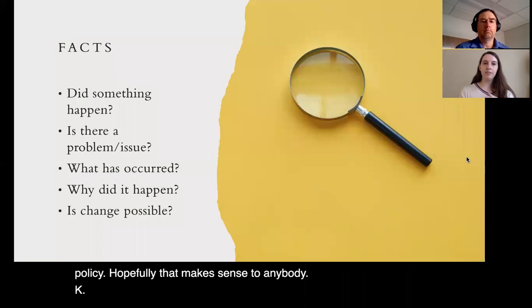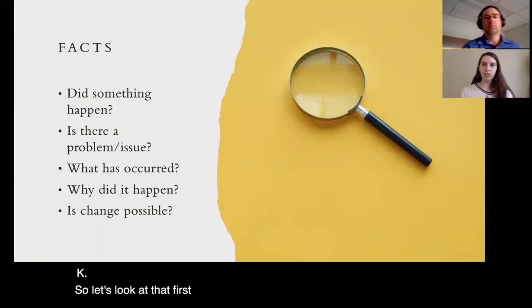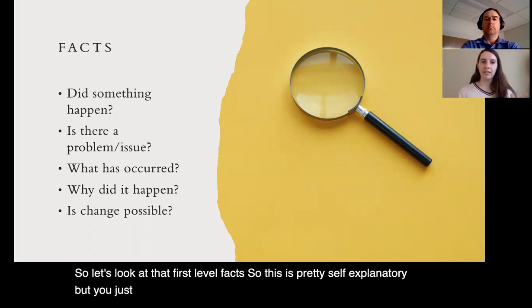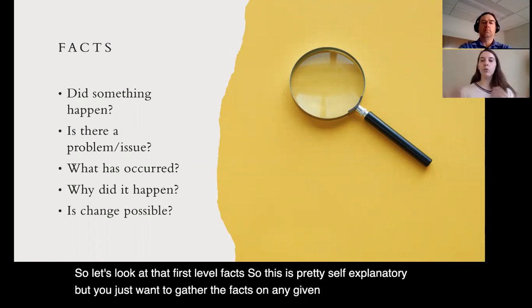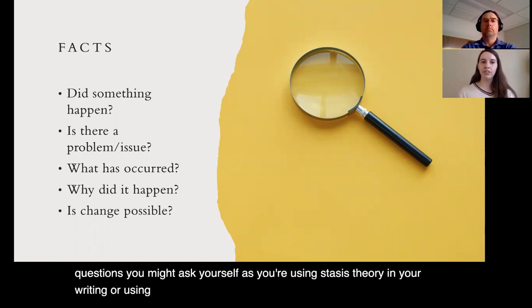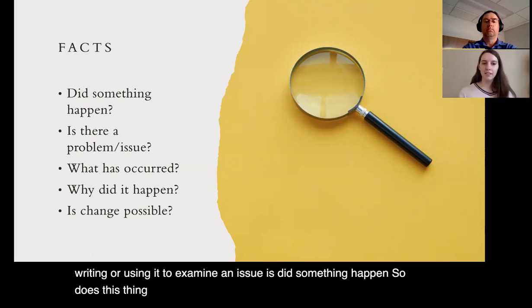So let's look at that first level, facts. So this is pretty self-explanatory, but you just want to gather the facts on any given issue. So some questions you might ask yourself as you're using stasis theory in your writing or using it to examine an issue is, did something happen? So does this thing even exist? Is there a problem slash issue?